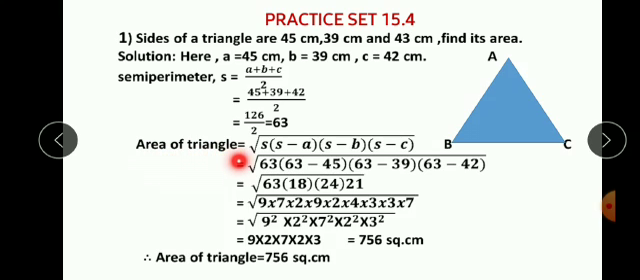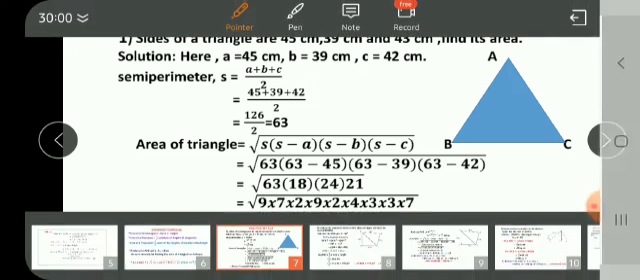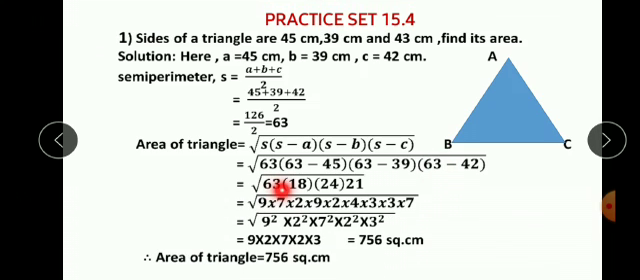Now substituting the value of S in the formula, area of a triangle is equal to what? Under root S into S minus A into S minus B into S minus C. So substitute now, under root 63 into 63 minus 45 into 63 minus 39 into 63 minus 42. After subtracting, what we will get? Under root 63 into 63 minus 45 is 18, so multiplied by 18. Now 63 minus 39 is 24, so multiply it with 24. And 63 minus 42 is 21, so multiply it with 21.